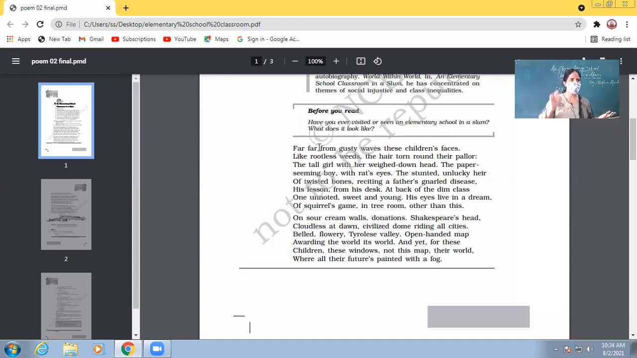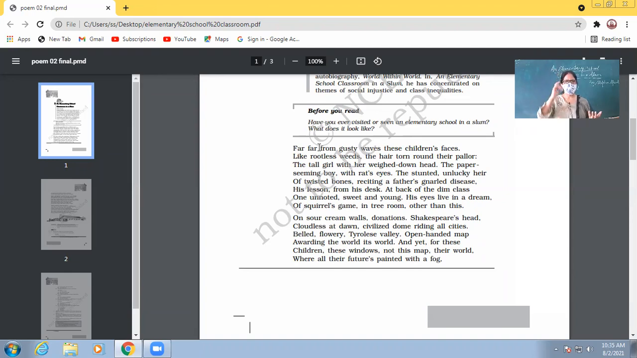Why is he unnoticed? Because number one, the class is dim. And secondly, he's sitting at the back of the class. So there is one unnoted, sweet and young. The poet describes him as a sweet and young boy. The poet likes him. Why does he describe this child as sweet and young? Let's see.